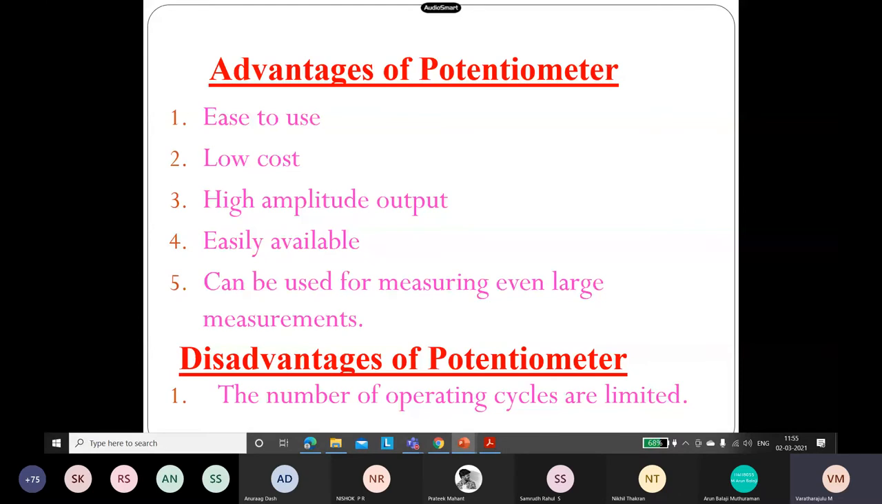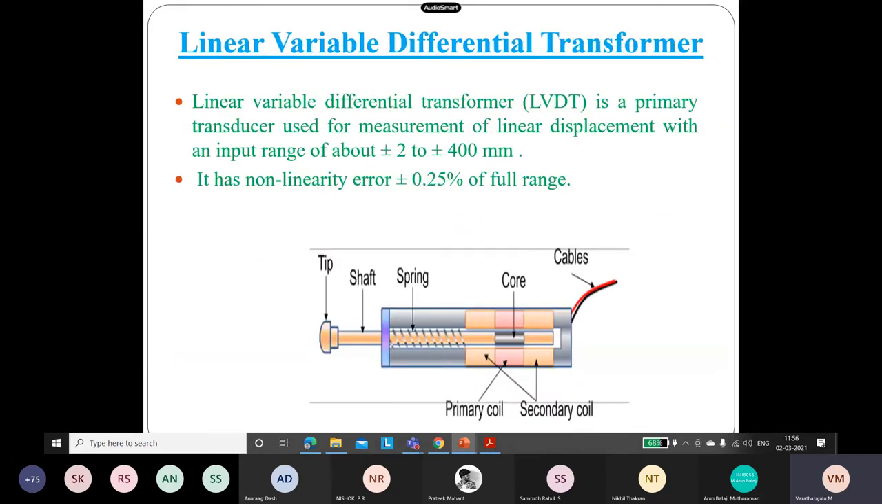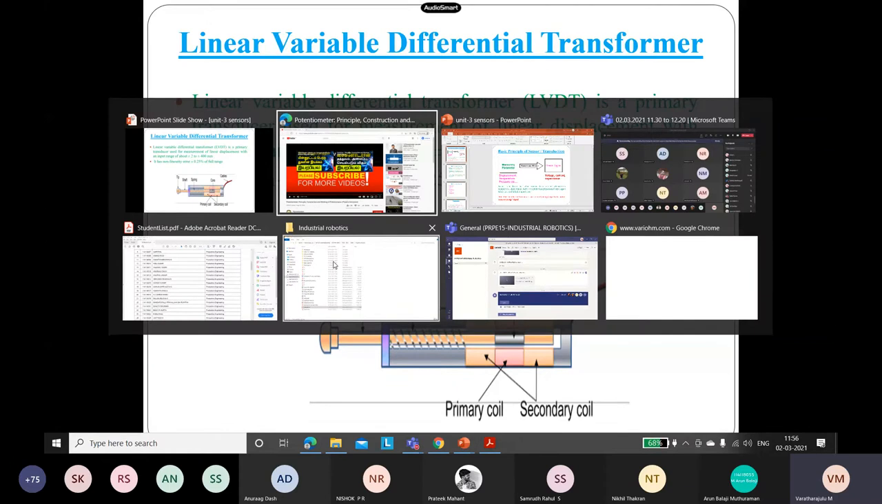Advantages and disadvantages of the potentiometer: low cost, high amplitude, easily available, and it can be used for measuring even large displacements. The number of operating cycles is limited. That is the disadvantage. And it is very easy to use. Next we will visit the linear variable differential transformer and see one particular video about LVDT.